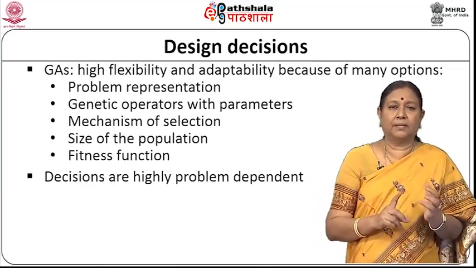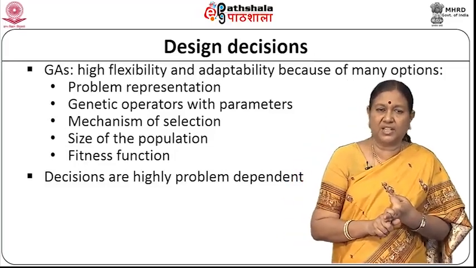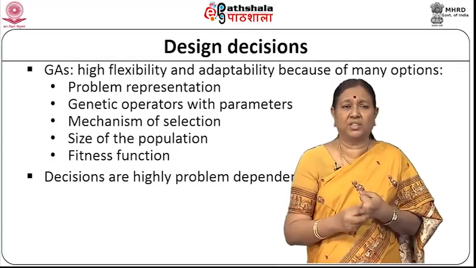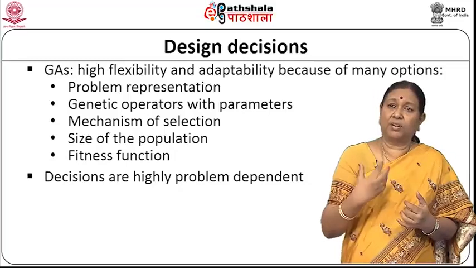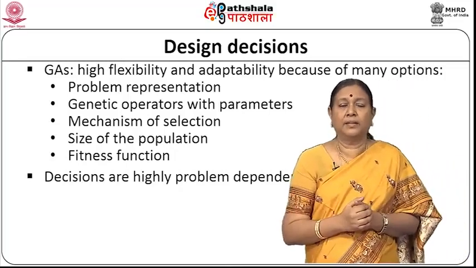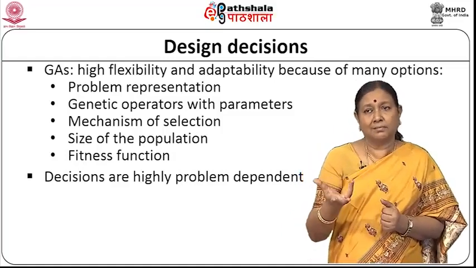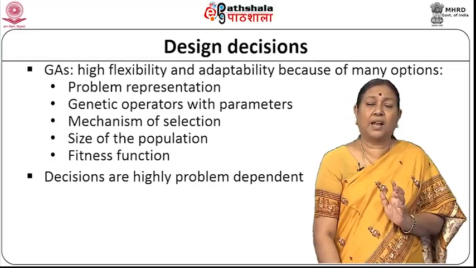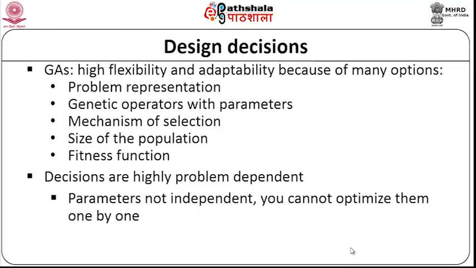So, basically the problem representation, the genetic operators and the parameters, the mechanism of selection. Genetic operators are basically crossover and mutation. Mechanism of selection is how you select the parents, the size of the population that you want to retain in each generation or even start with, and how do you evaluate the fitness of a solution. So, depending on that it will be different. Decisions are highly problem dependent. You cannot make a decision saying that okay, in any case all these are good, no. So, the parameters are not independent, you cannot optimize them one by one, you have to take everything together so that the GA will work well.